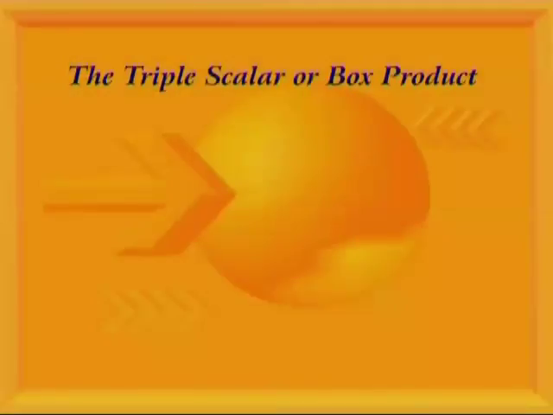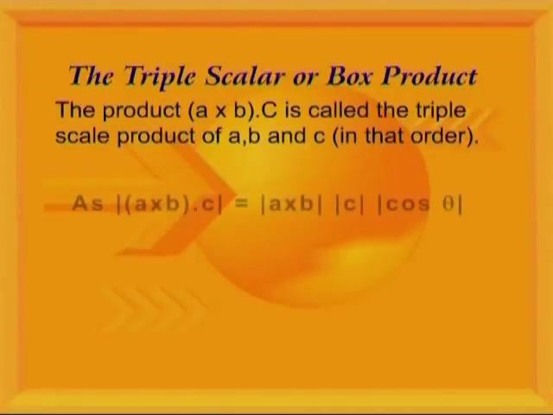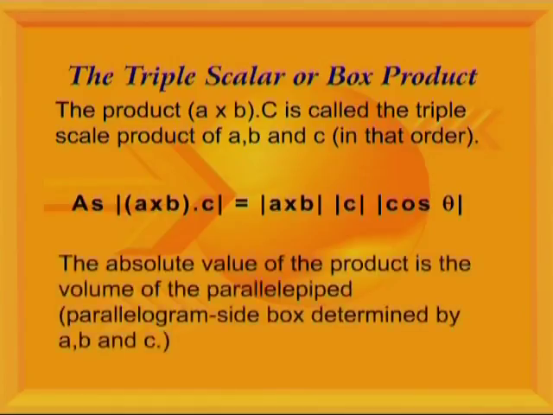Its magnitude is given by, we have 3 vectors A, B and C. So that is A cross B first, then dot C, and the magnitude of that is equal to magnitude of A cross B into magnitude of C into cosine of theta between the vector obtained by A cross B and the vector C. This is also known as box product because here we have a parallelepiped, and if we find the magnitude of this scalar triple product, in fact we are evaluating the volume of the parallelepiped.